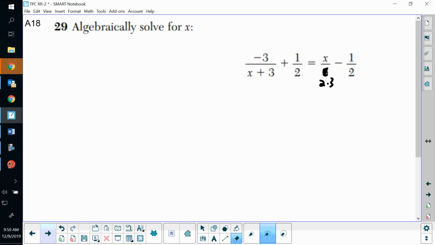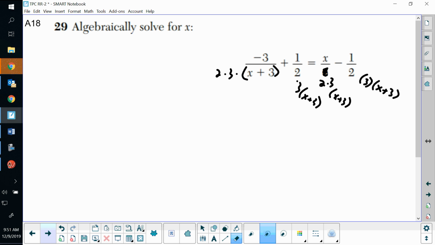So this first denominator here, it's still going to need the 2 and the 3. This one is going to need the 3 and the x plus 3. This one just needs the x plus 3. And this one needs the 3 and the x plus 3. And I got to multiply each of those on top too.